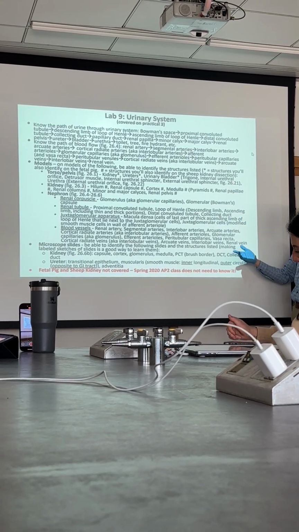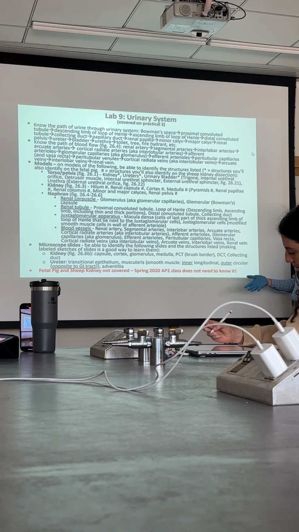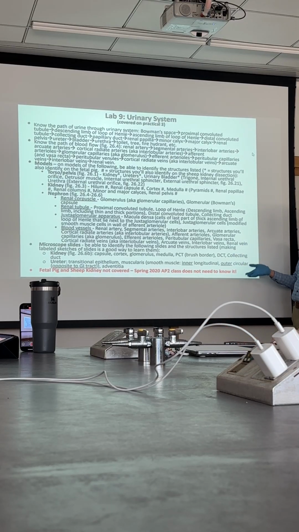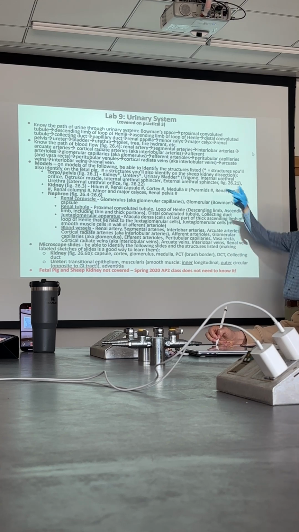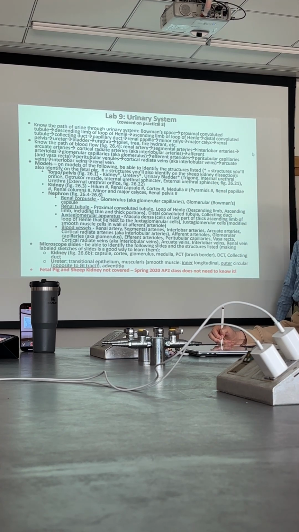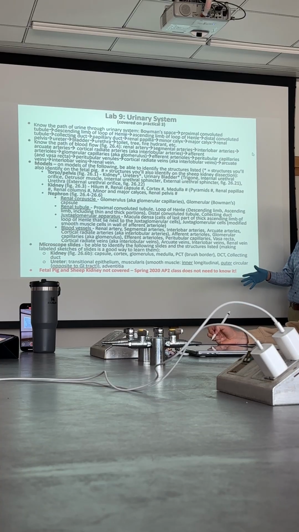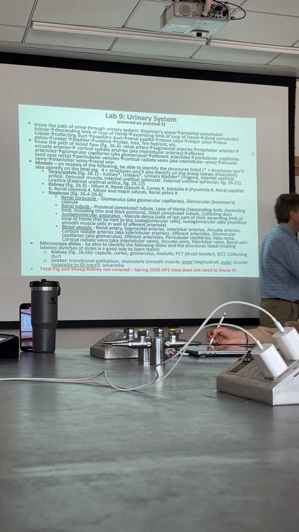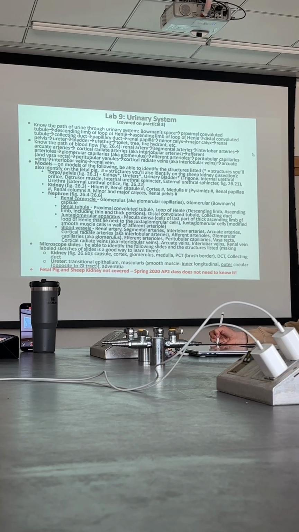Chances are I'm not going to ask you to regurgitate the whole thing. It'll be more along the lines of, I'll tell you one thing and then ask, for example, you're in the PCT, what comes after the PCT? And you'd have to say the descending limb of the loop of Henle. Or, you're in the cortical radiate arteries, what comes just before the cortical radiate arteries? And you'd have to say arcuate arteries. I'll go through that with you in a second, but make sure you know it really well.